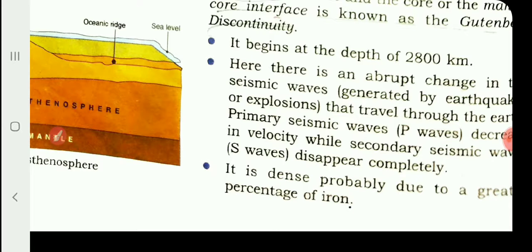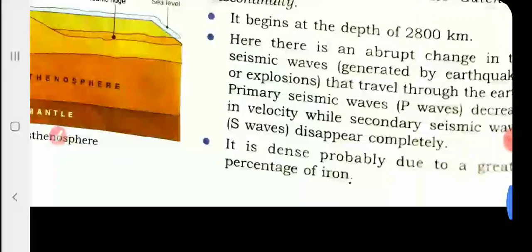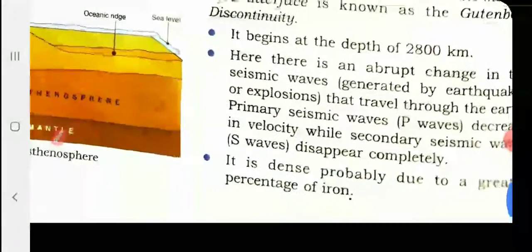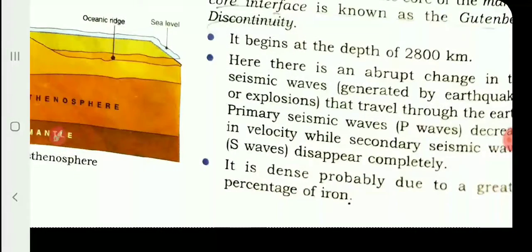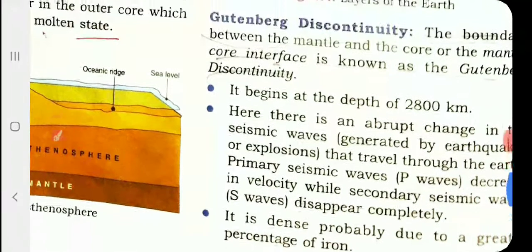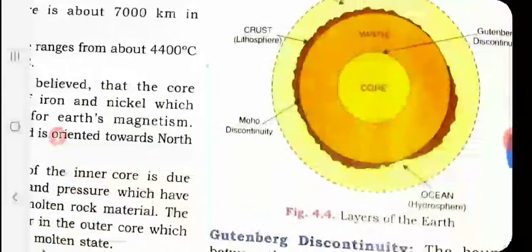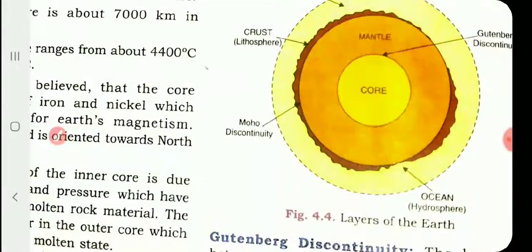It is denser probably due to the great percentage of iron. And I told you in the beginning, the core is made up of iron and nickel. The core is probably denser and in a solid state because it is made up of iron and nickel. And what does this nickel and iron give? This nickel and iron gives magnetism.